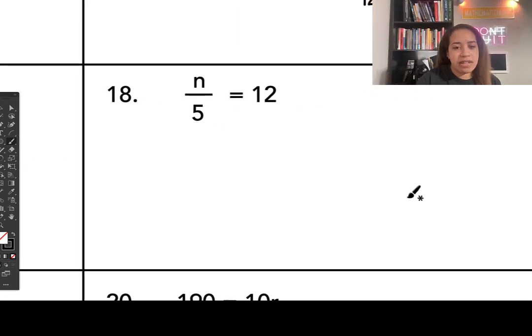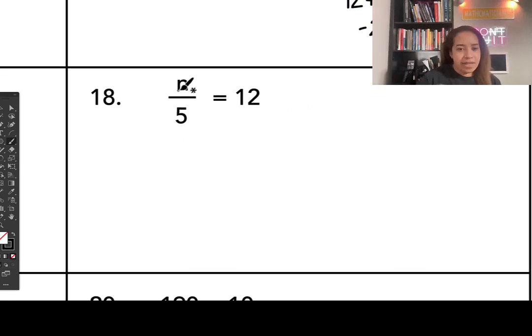Here is number 18. This time I see something that looks like a fraction, so I know that this is really division. The opposite of division is multiplication. So I'm going to multiply both sides times 5. That will cancel out the 5's in the problem, and it will leave n all by itself on the left. On the right side, we've got 12 times 5, which gives us a final answer of 60.